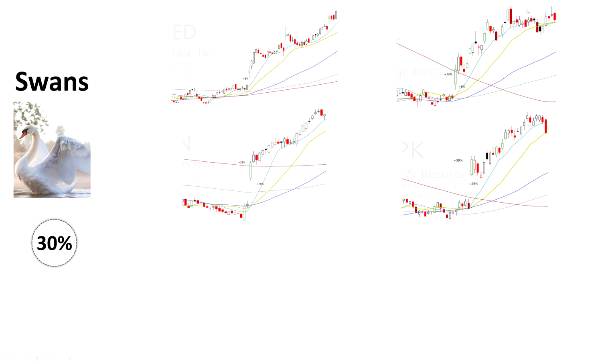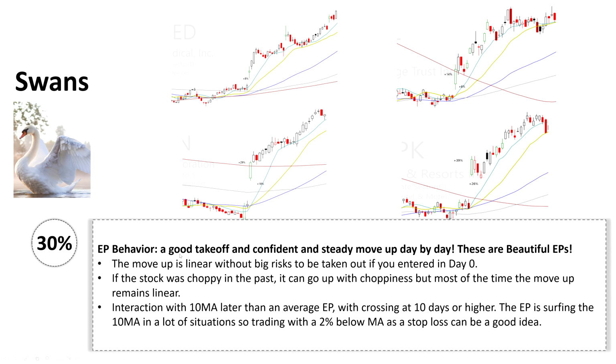If you enter day 0, you're safe, and there's nice surfing of the 10 days moving average. You see here an example where in day 1, 2, 3, 4, it's what I define as an event area. This is where even swans sometimes challenge the opening of the day, like challenging the stop area. But after they pass this area, in a lot of cases the move starts to go up and they never come back to this area. So the behavior is a good takeoff and a confident, steady move up day by day.